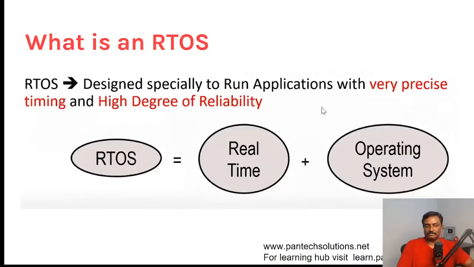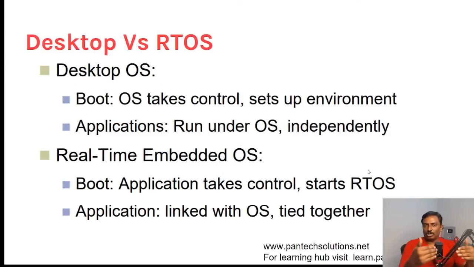Real time operating system. If you check the difference between the normal operating system, the desktop, and the real time operating system: when you power up the device, in a normal operating system, the OS takes control and sets up the environment, and the application runs on top of the OS. Whereas on a real-time operating system, the application takes control and decides which part of the code to run. I'll repeat: in a desktop OS, the OS boots first and sets up the environment, and then the application code will run.